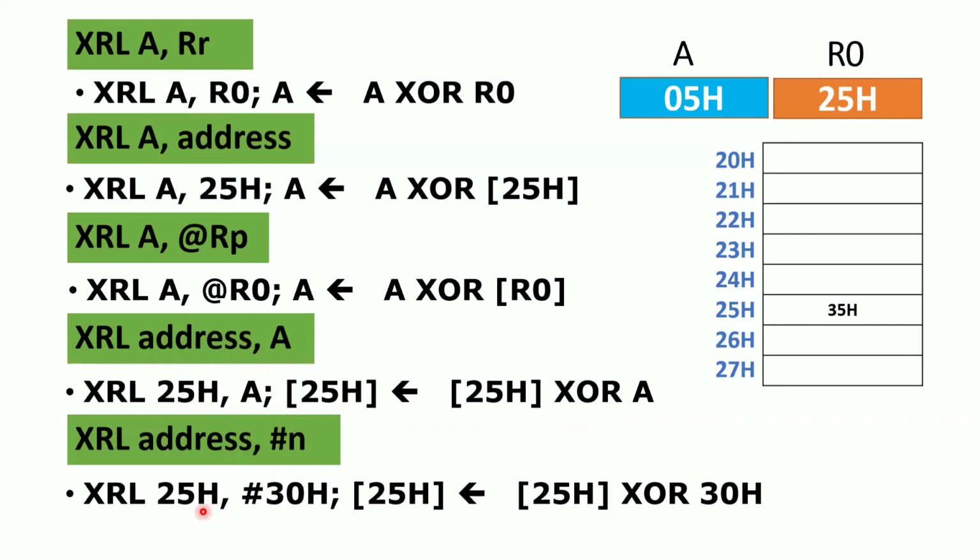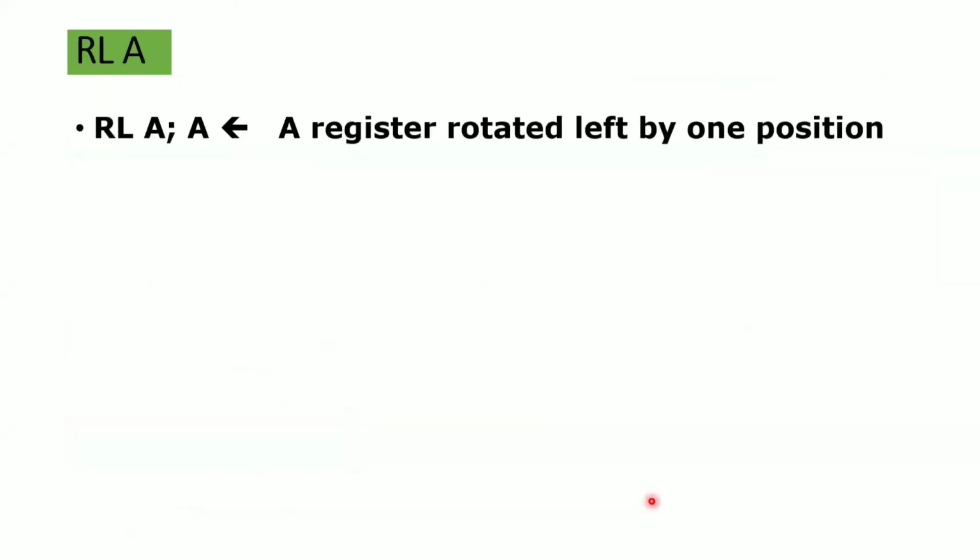The next one is your data. So I'm giving data directly here. Perform the XOR operation between 30 and 35H. Why 35H? Because 25H is the address location given in this instruction, and the value in it is 35H. So this is about your XOR operation.